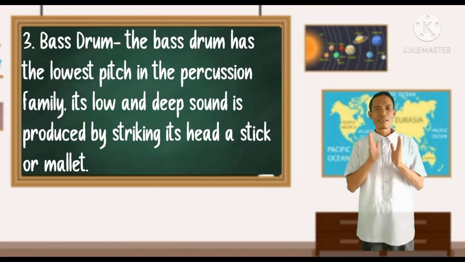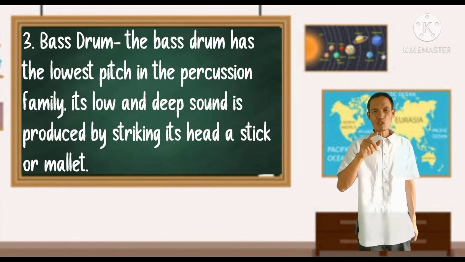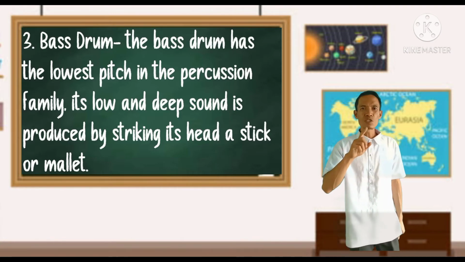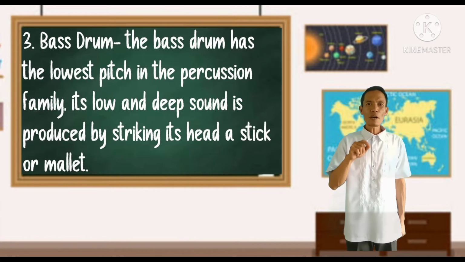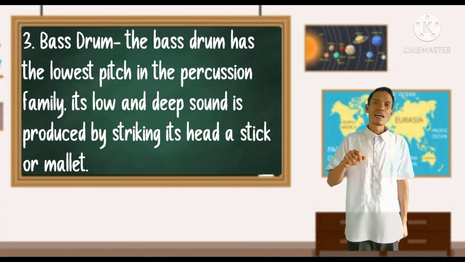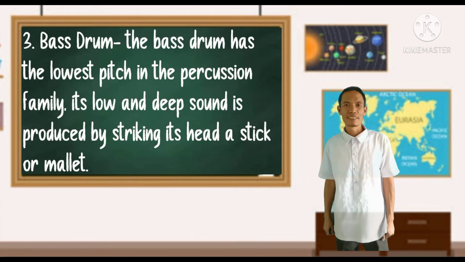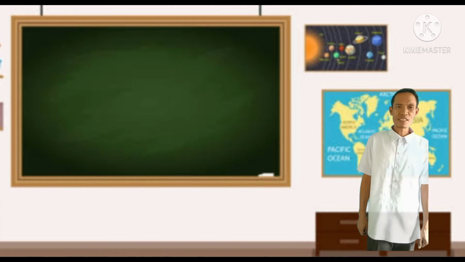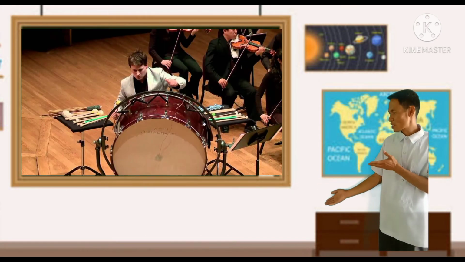Our third instrument is bass drum. The bass drum has the lowest pitch in the percussion family. Its low and deep sound is produced by striking its head with a stick or mallet. Grade 6, dear pupils, this is the bass drum.